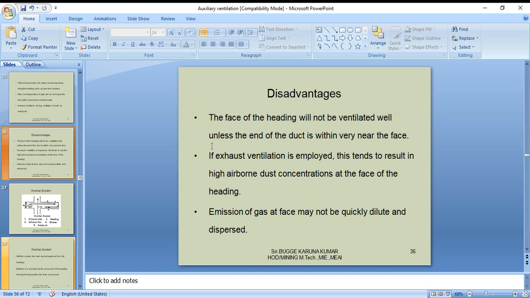What is the disadvantage of the forced system? The face of the heading will not be ventilated well unless the end of the duct is very near the face. If exhaust ventilation is employed, this tends to result in high airborne dust concentration at the face of the heading. Emission of gas at the face may not be quickly diluted and dispersed. This is also one disadvantage.